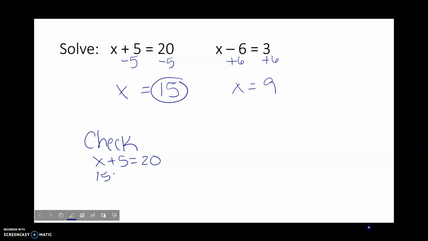So I say 15 plus 5. I double check that 15 plus 5 is 20. I have 20 equals 20, which is a true statement. For the second question, the same thing. 9 minus 6. 9 minus 6 is 3, and since 3 equals 3, that is true. So I know I have the correct answers.